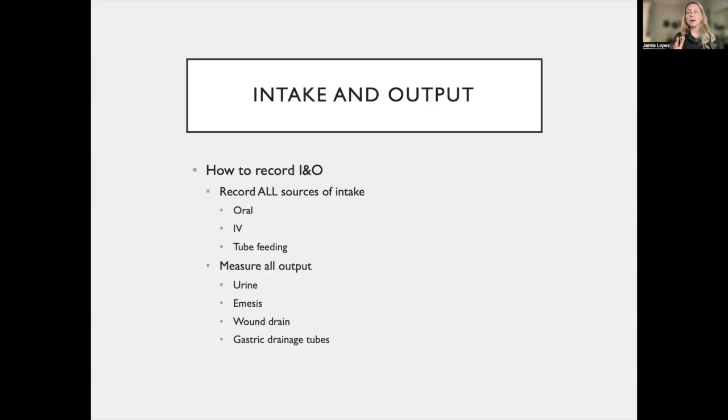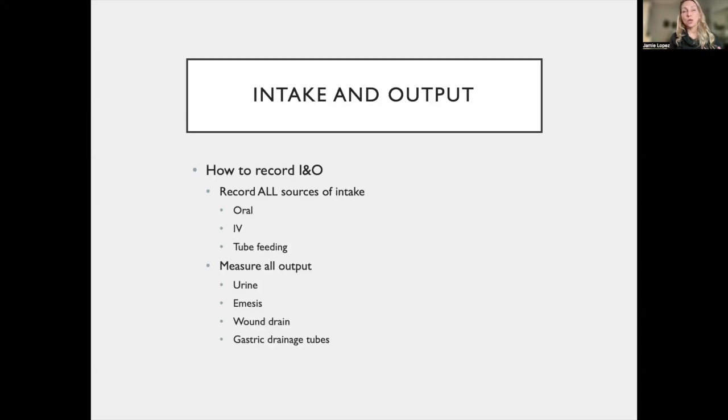Okay, so let's talk about our intake and output. How do we record this? You need to record during your 12-hour shift. Nowadays, we have electronic health records where, when you do your rounds, you can document their intake in the computer, and it'll add it up for you over the course of the day.